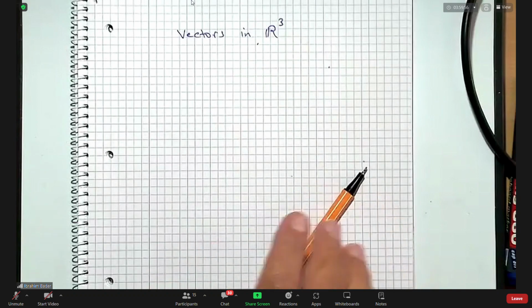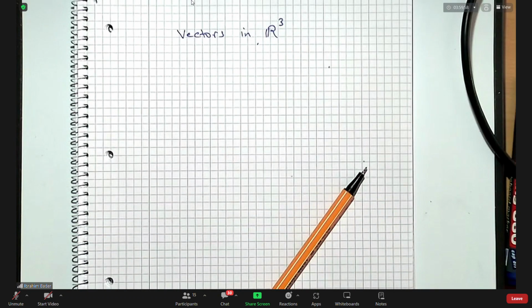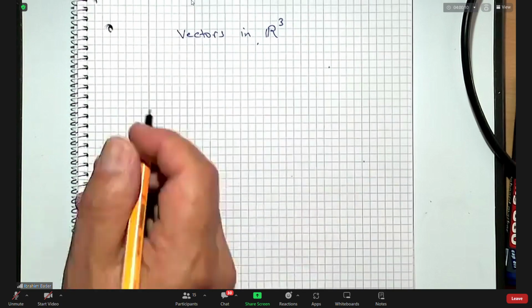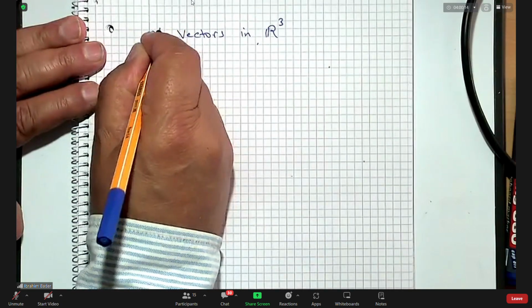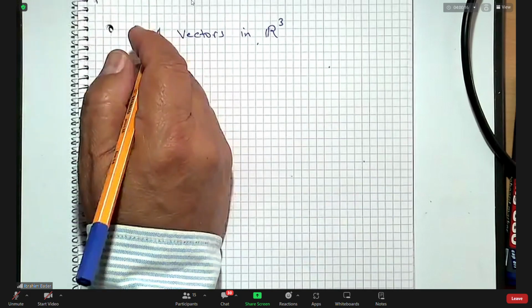Okay, now please just pay attention. I will give you some hints and some, let's say, formulas that you will need to do question number 3. We studied today in general about vectors, but let me just make it specific here to 3-dimensional vectors.